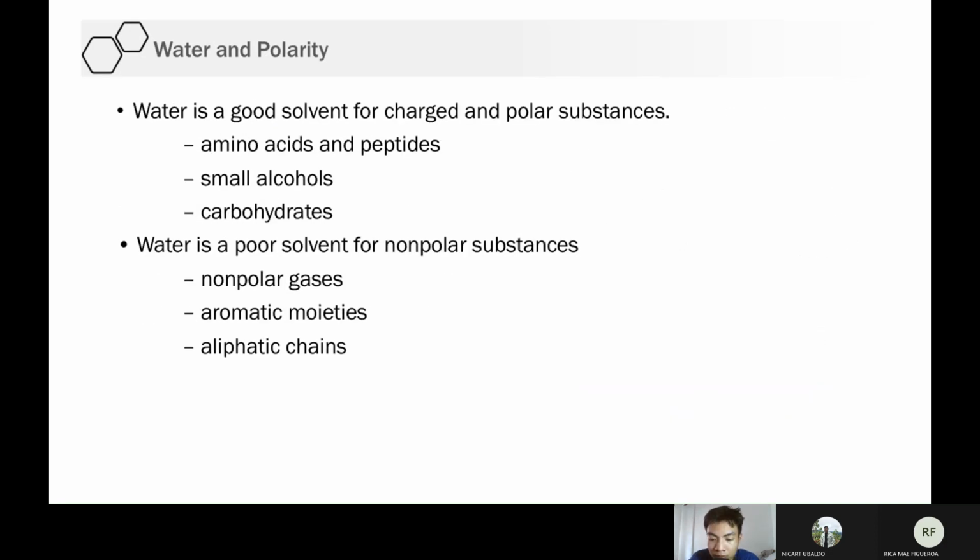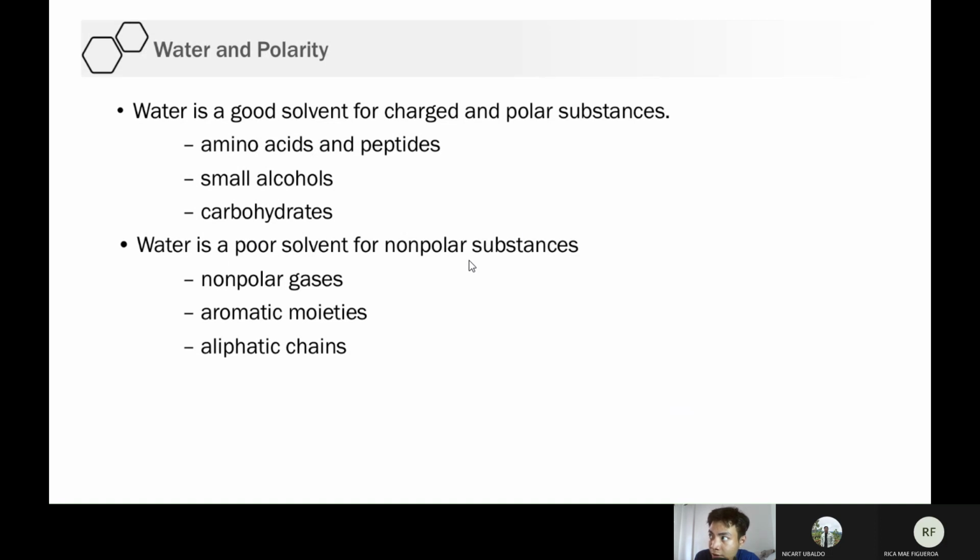What else do we have to know about water? Okay, so water is a good solvent for charged and polar substances such as amino acids, peptides, small alcohols, and carbohydrates. These are all present in our cells. So that's why our cells contain water. They dissolve all these substances para mag-function yung cell. However, water is a poor solvent for non-polar substances kasi these are non-polar molecules, so hindi sila magmi-mix. Hindi sila maghahalo.